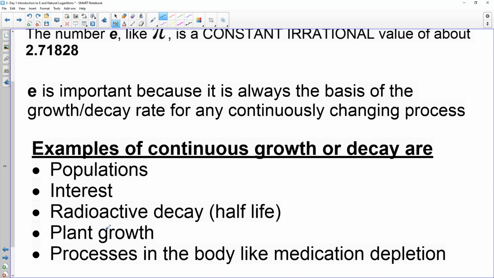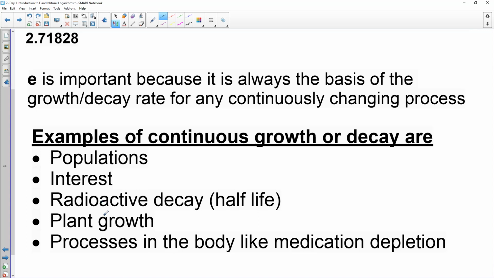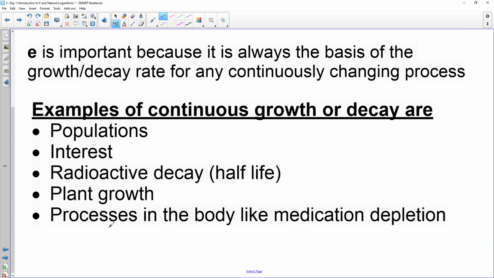It's kind of very slowly, minutely growing every single moment of the day. It's a continuous change, not something that just happens on the first day of the month or something like that, okay? So these are some examples of continuous growth or decay. So interest, obviously. If we were to talk about radioactive decay in chemistry, you'd probably talk about half-life. That is a continuous decay, right? That would use e, right? So these are some examples of what you might see.